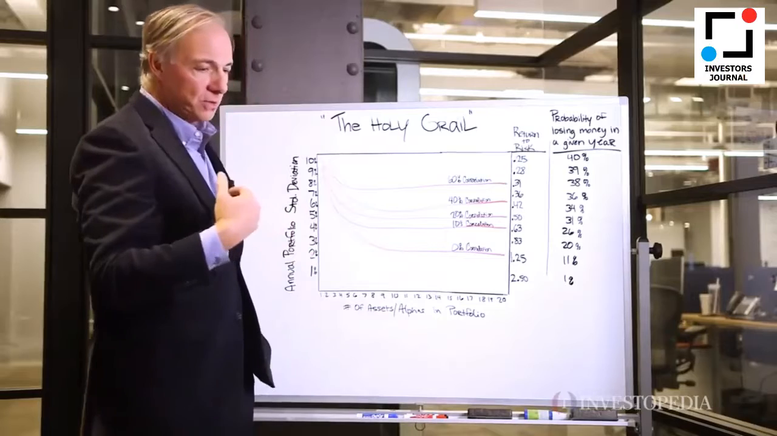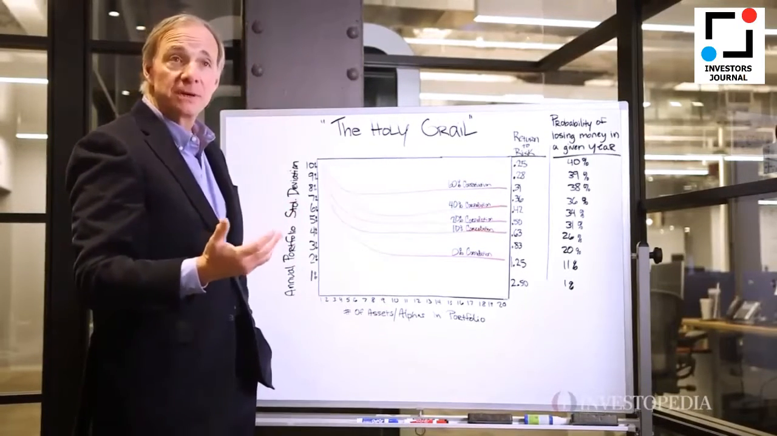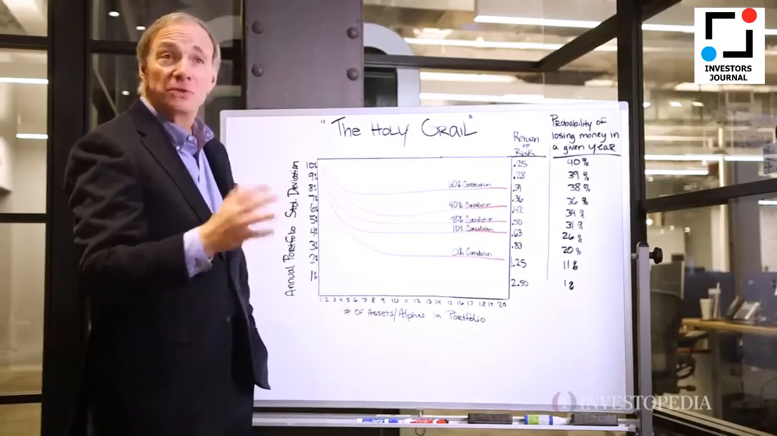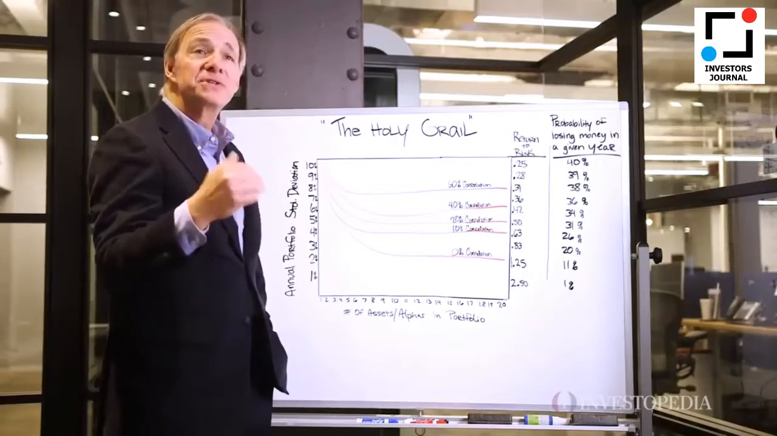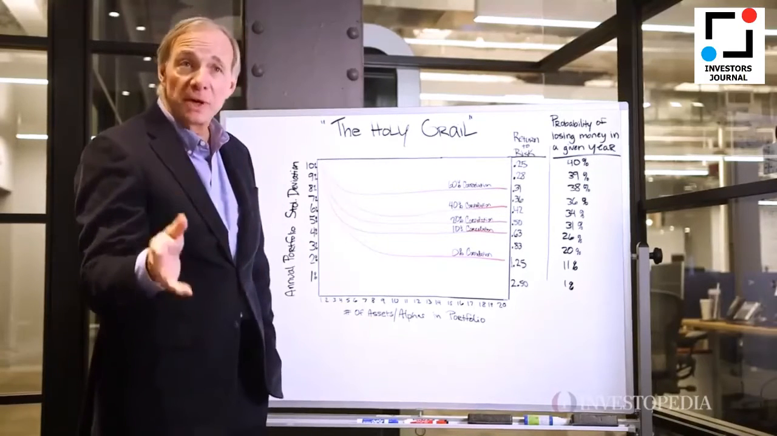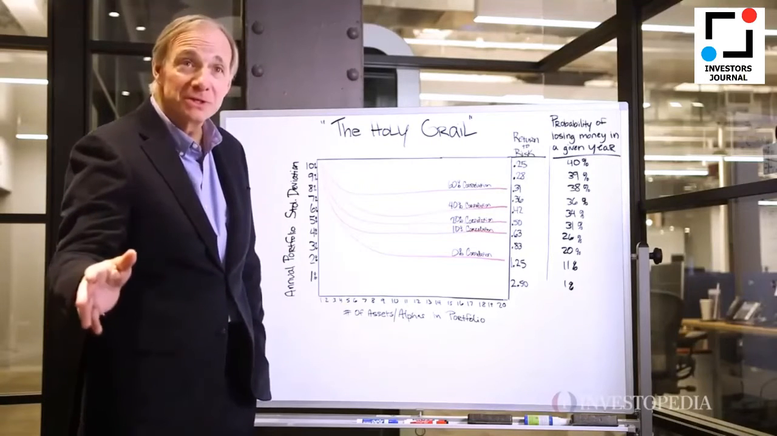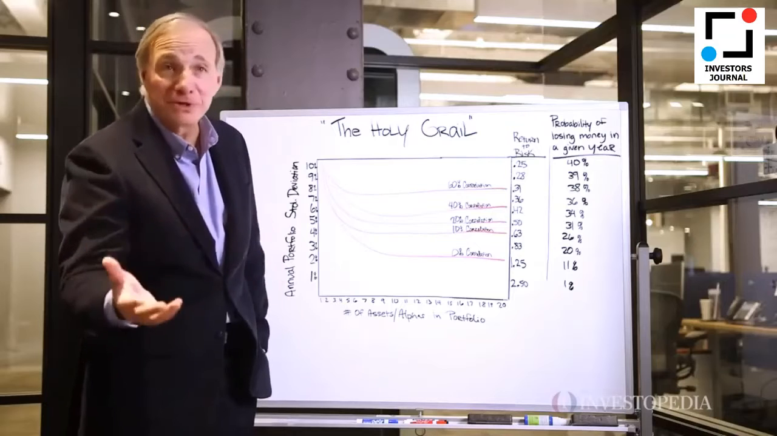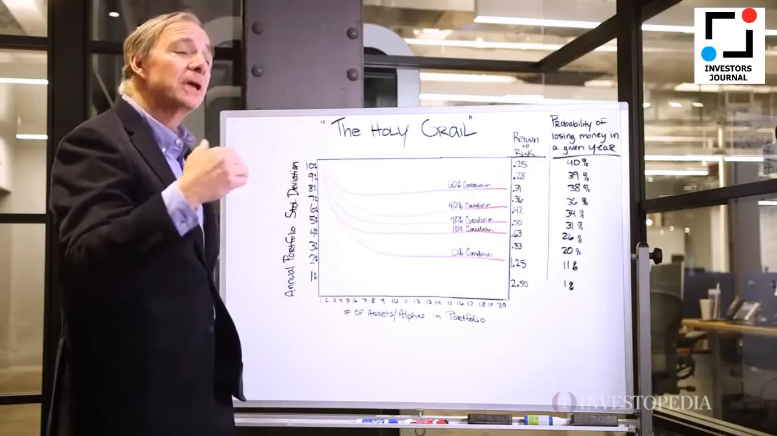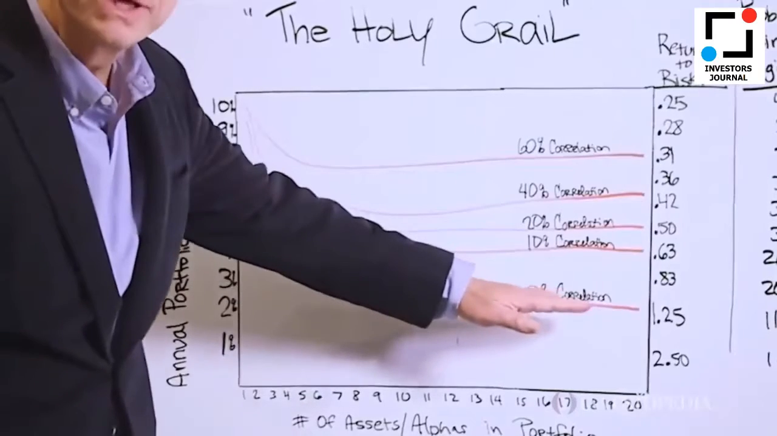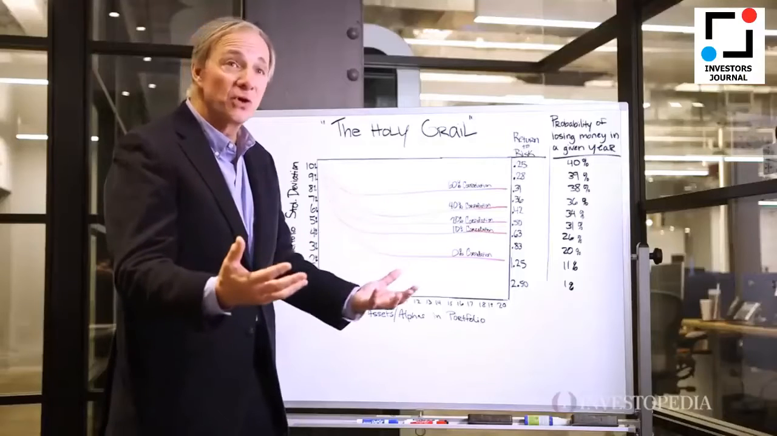So what that taught me is that the magic is in only this simple thing: to find 15 or 20 good, uncorrelated return streams. Things that you don't know for sure, but that have a good probability of making money, and that have low correlation. That told me that's what I have to go after.